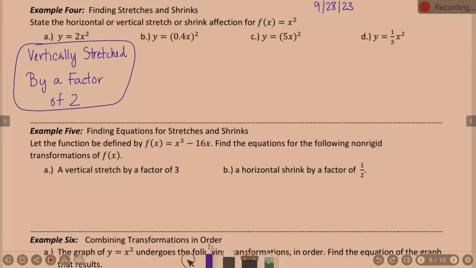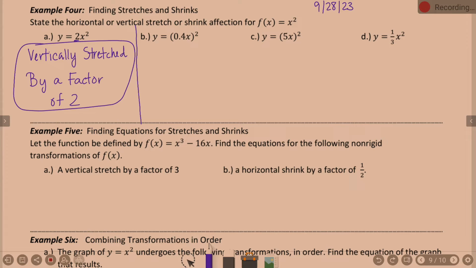We are picking up in 1.6, where we left off yesterday. We were just starting to talk about our stretches and shrinks, and we looked at example A. If you recall, in example A, it was a number value multiplied by x squared. When we look at the front of our notes, the page shows that if it's a number multiplied out front, it's a vertical stretch or shrink. Number 2 is bigger than 1, so it's a vertical stretch.